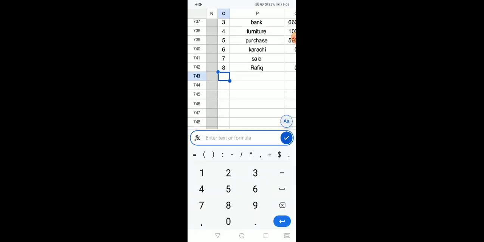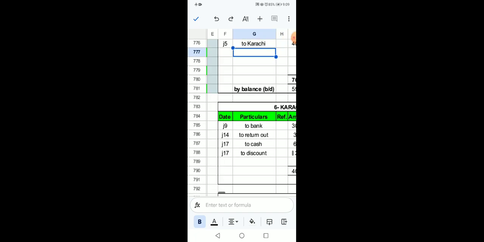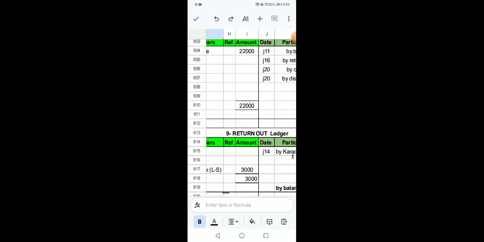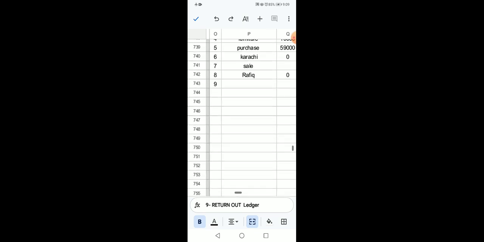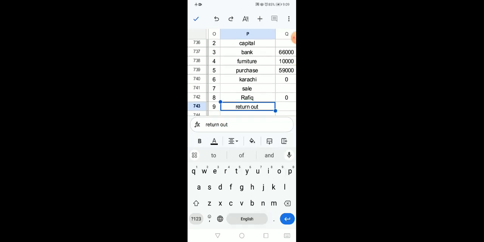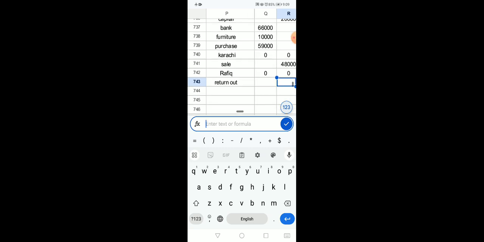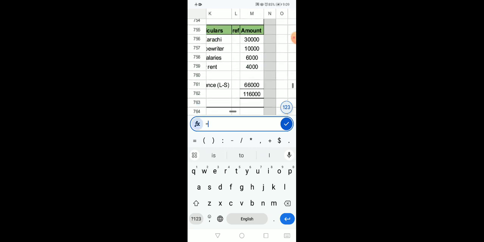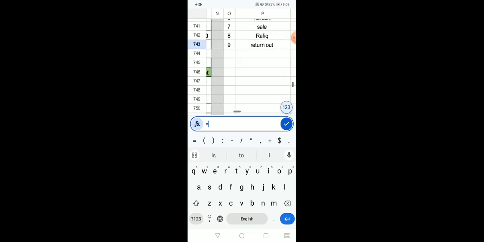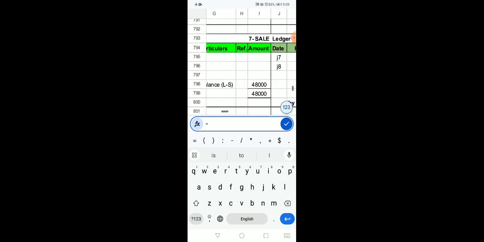Let's go to the ninth ledger. And the ninth ledger was for return out. Give the title first for the ninth number, and that was return out. Let's see what return out is saying. It was ledger number 9. Okay, let's go to the ninth ledger.